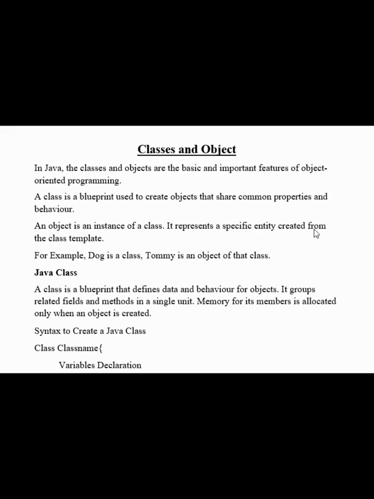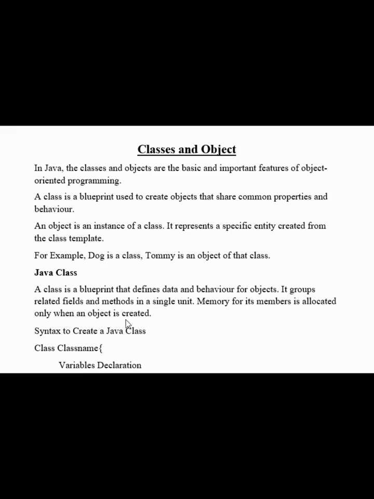For example, Dog is a class, and the properties of a dog are name, eye color, height, weight, and Tommy is an object of that class. A Java class is a blueprint that defines the data and behavior for that object. It groups related fields and methods in a single unit. Memory for its members is allocated only when an object is created.